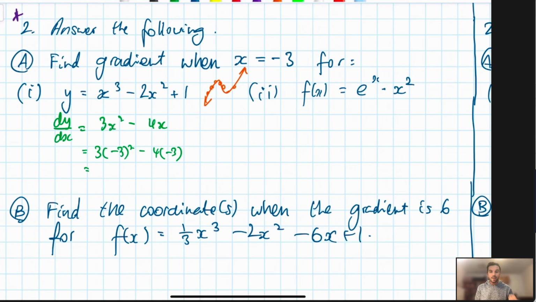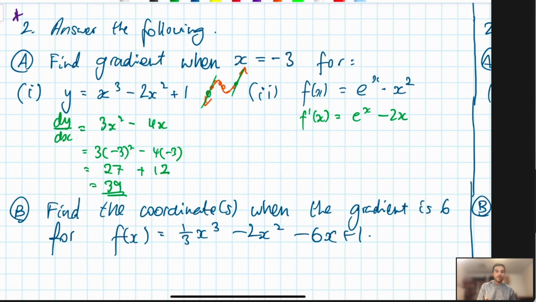And 3 times 9 is 27. Take negative, so it's 12, so 39. So the gradient is very steep positive at negative 3. So I'd say most likely it's probably going to be like that, or it could be over here like this. We're not sure what part of it, but more or less that's what we got. Okay, let's differentiate the next one and find the gradient. Now, I really like function notation because we can sub in values. So that's more or less easy enough to do.